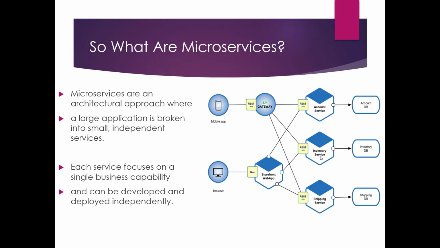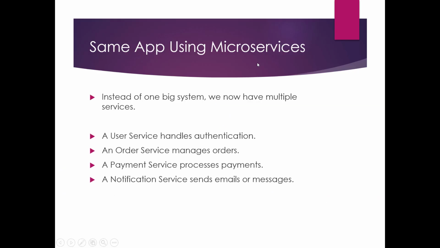The inventory service doesn't need to work with the account service, and the account service has nothing to do with the shipment service. They work independently and can be developed and deployed independently. If a team is working on the account service, they are not dependent on the inventory service or the shipment service, so three teams can work on three different areas. For the same application using microservices, instead of one big system, we now have multiple services. A user service handles authentication, and an order service manages only the orders.